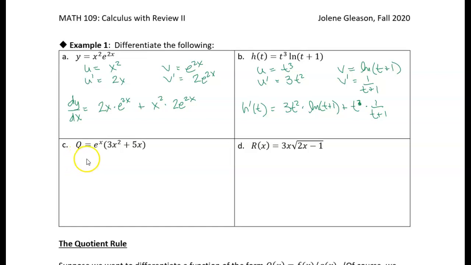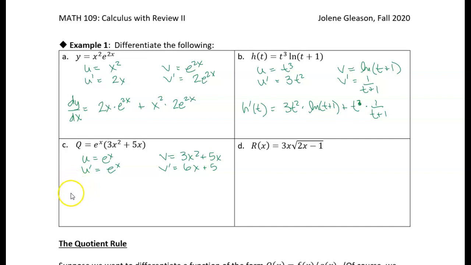All right, so let's again just take this slow. I'm gonna break this equation up into the product of two functions. I'm going to call u e to the x, and v is 3x squared plus 5x. Okay, I need the derivative of the first, which is just going to be e to the x. I need the derivative of the second, which is going to be 6x plus 5.